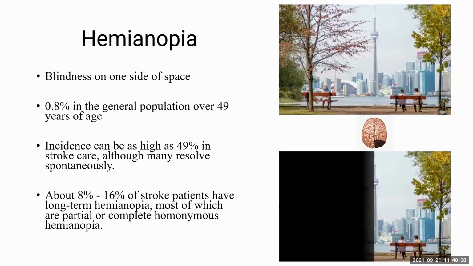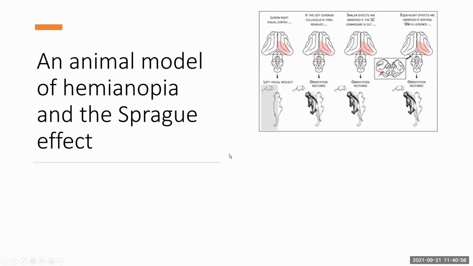And so about 8 to 16% of stroke patients have long-term hemianopia of some form, most of which are partial or complete hemianopia. So it's a very common disorder, unfortunately, and then you can induce it by TBI and stuff like that. So these are human statistics, and there has been an animal model of hemianopia that goes all the way back to James Sprague's seminal work back in like the 60s. And this is a cat model.